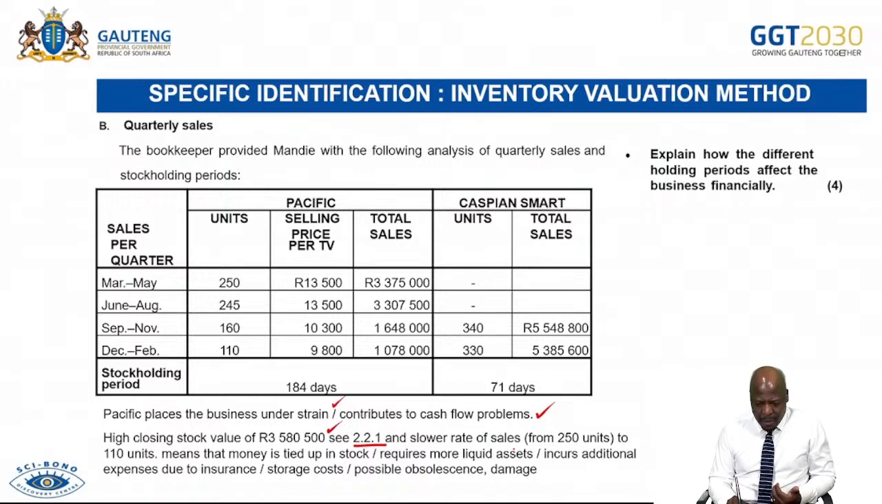And a slower rate of sale, that is from 250 to 110, means that money is tied up in stock, which requires more liquid assets. What we're saying here is our cash is tied up in stock. So the business will now require more liquid assets. And it will incur additional expenses due to insurance because we're keeping more stock in place which is not being sold. And it will also cost us in terms of storage cost.